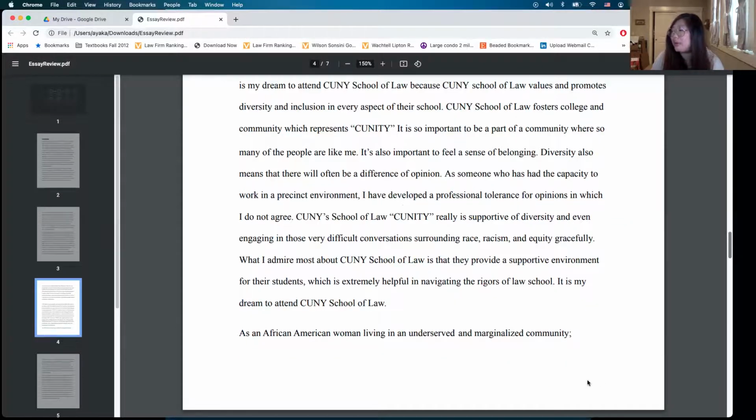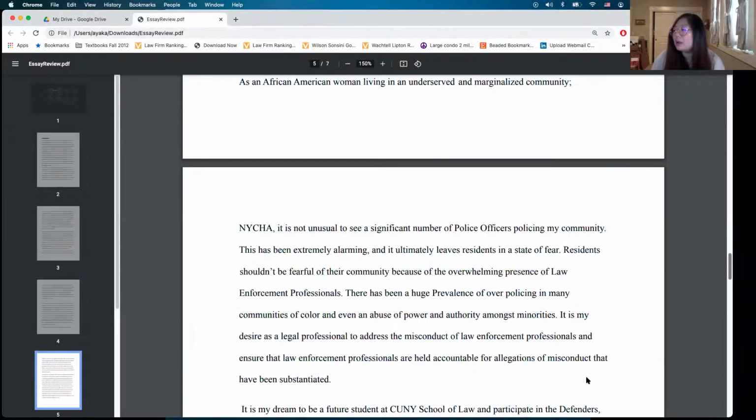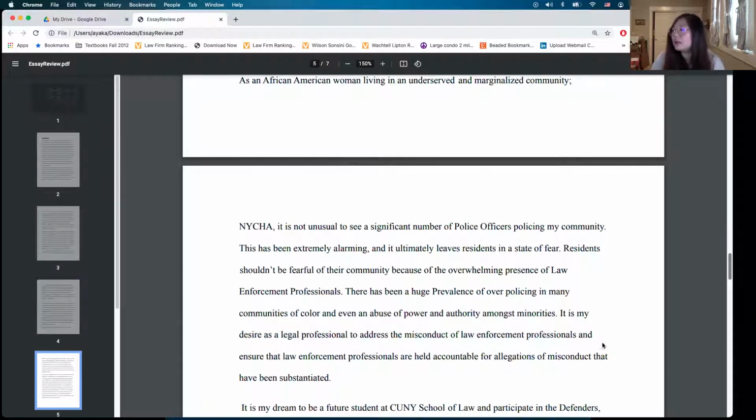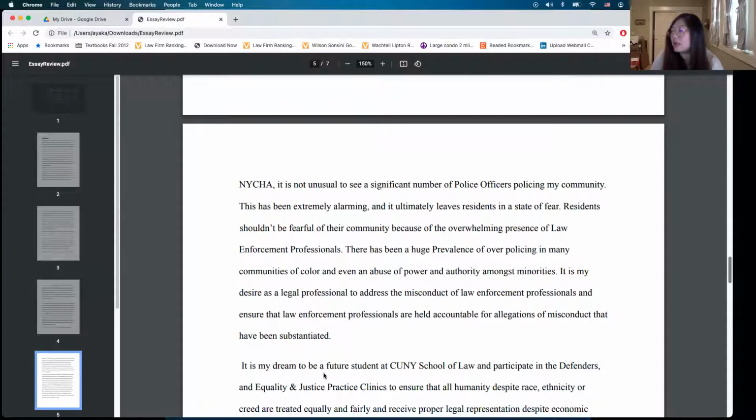As an African American woman living in an underserved and marginalized community, NYCHA, it is not unusual to see a significant number of police officers policing my community. This has been extremely alarming and ultimately leaves residents in a state of fear. Residents shouldn't be fearful of their community because of the overwhelming presence of law enforcement professionals. There has been a huge prevalence of over-policing in many communities of color and even an abuse of power and authority amongst minorities. It is my desire as a legal professional to address the misconduct of law enforcement professionals and ensure that law enforcement professionals are held accountable for allegations of misconduct that have been substantiated.